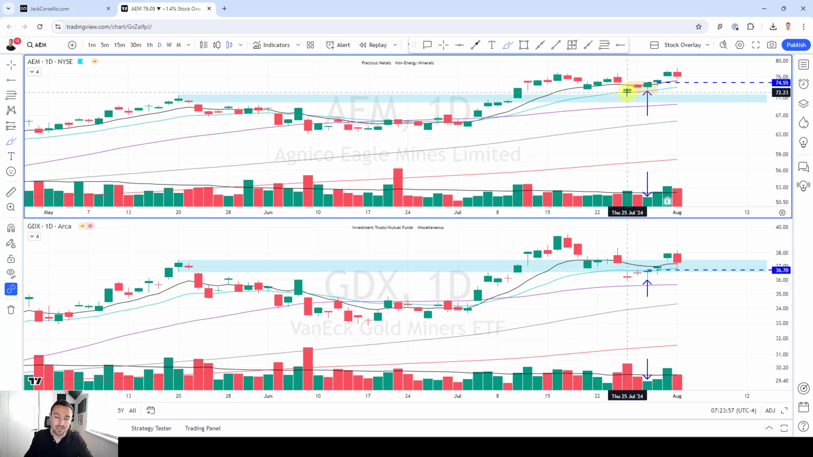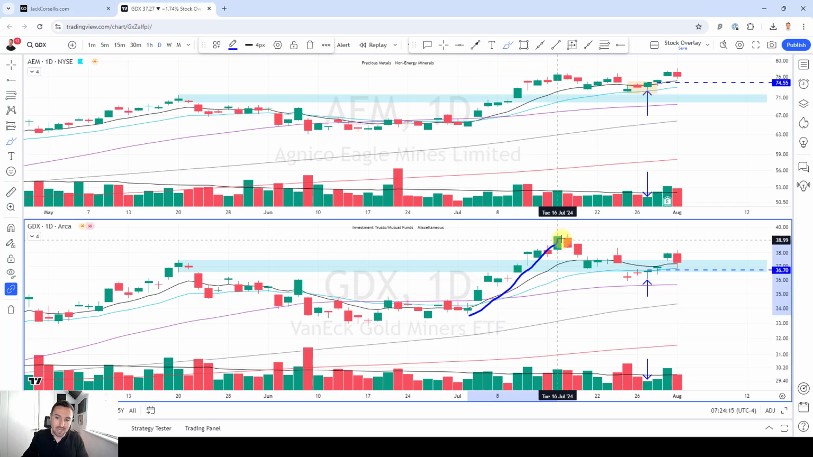If we contrast that with GDX, which is the group ETF that we want to be monitoring, AEM is setting up a nice shakeout demand tail around the 10-day EMA, and the volume has really dried up. But is it one of the leaders? Let's take a look at GDX. This is representative of the group, the bucket of gold miners. So what has the average gold miner done?